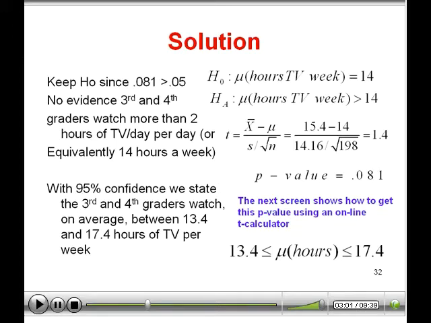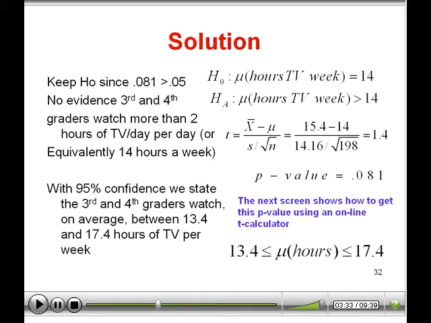The test statistic is now a t-value, and we calculate it by replacing x bar by the sample mean of 15.4. We replace mu by the value in the null hypothesis, namely 14, and in the denominator we use the sample values of s and n. When all is said and done, the value of t is 1.4.